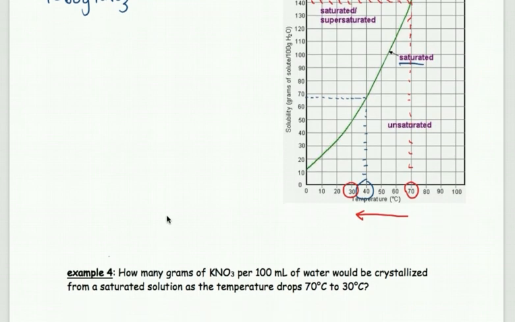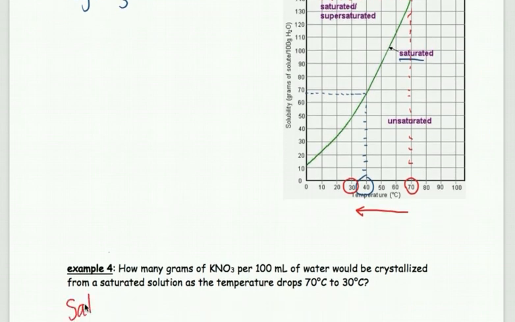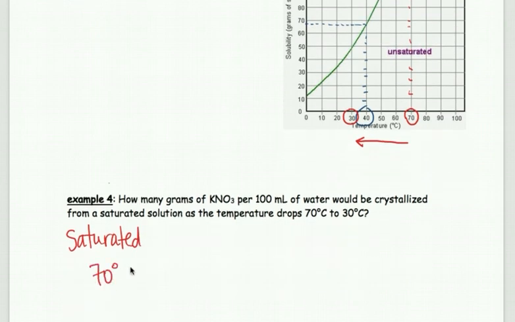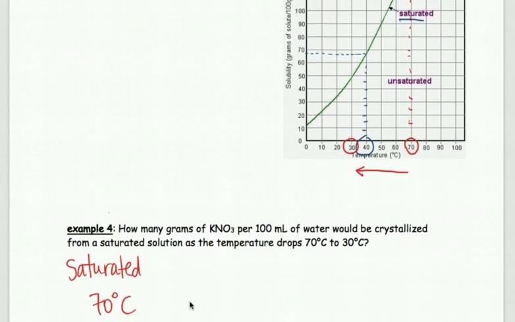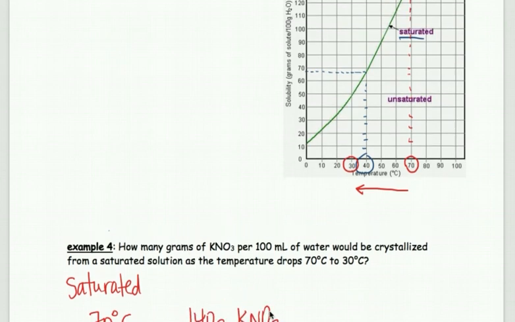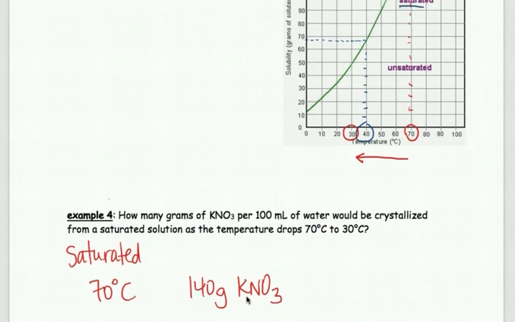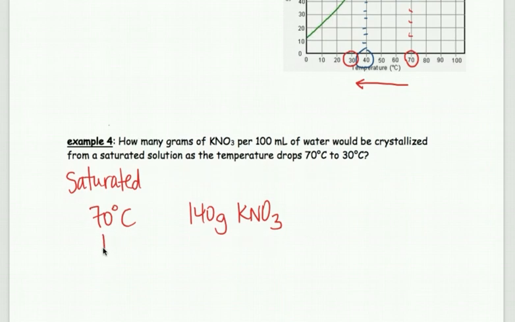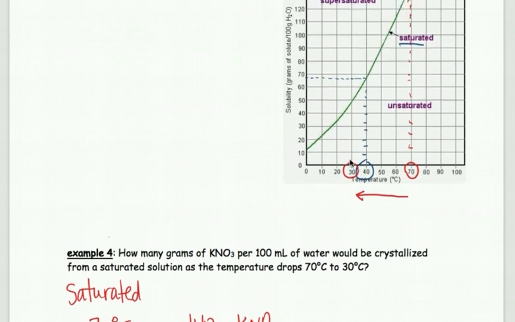Okay, so since it's saturated, at 70 degrees we have a mass of 140 grams. So we have a saturated solution, 140 grams, because we're at 70 degrees. Now what happens when we drop it to 30 degrees? We're going to go up and see where that is. It looks like it's just below here. So we'll go with 49 grams.